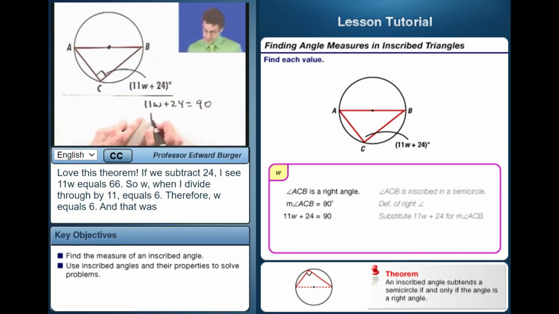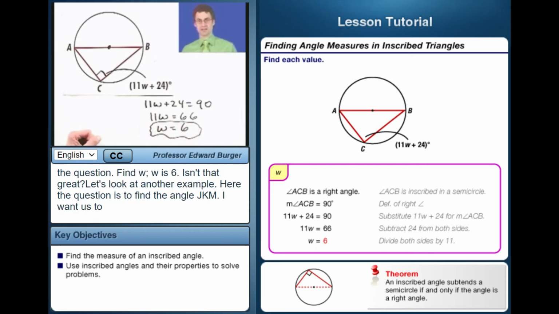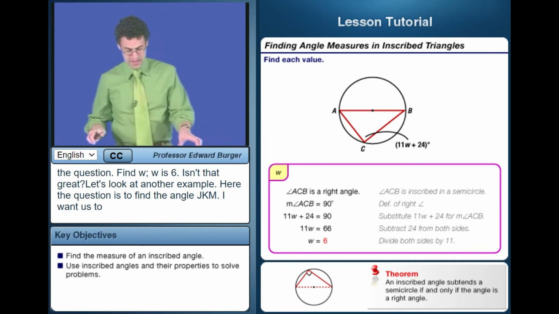So if we subtract 24, I see 11W equals 66. And so W, when I divide through by 11, equals 6. And so therefore, W equals 6. And that was the question. Find W. W is 6. Isn't that great? Let's look at another example.